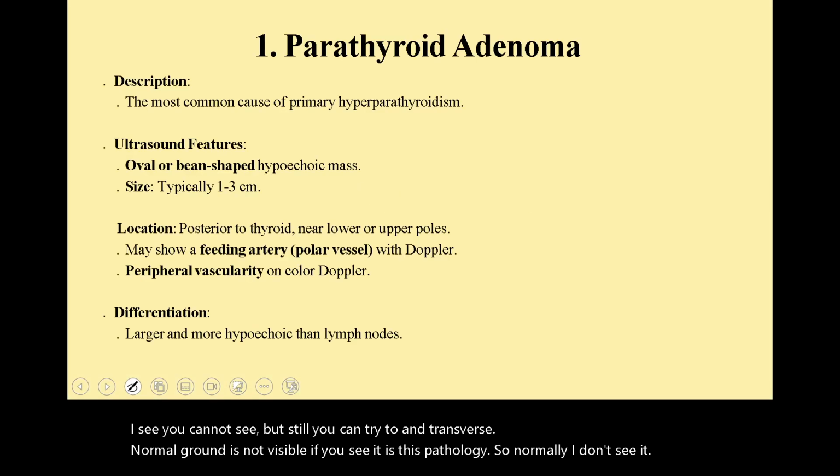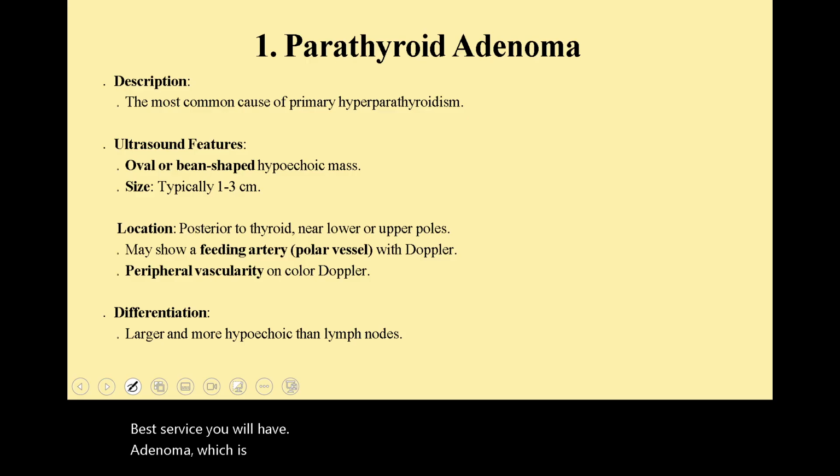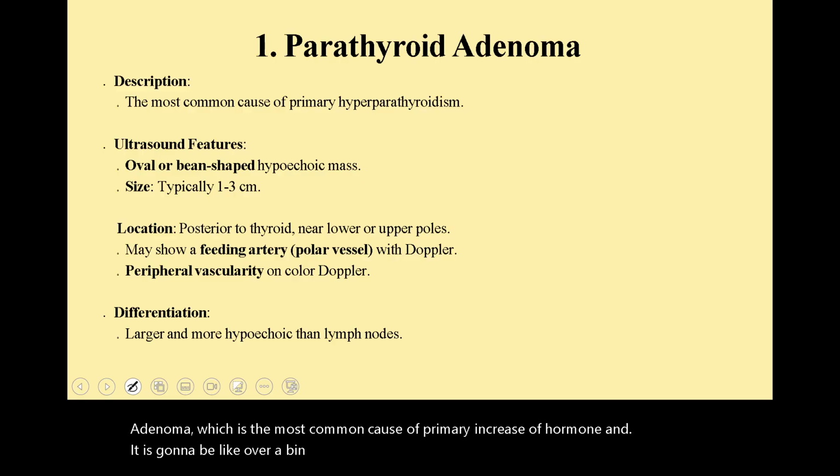Pathology, we have adenoma, which is the most common cause of primary increase of parathyroid hormone, and it is going to be oval or bean shaped, size 1 to 3 centimeters, a little longer. You can see it, and it has its own feeding artery.